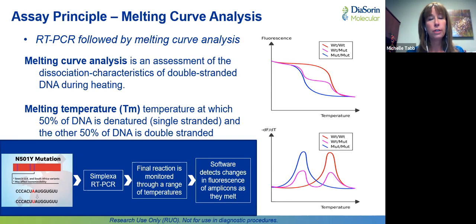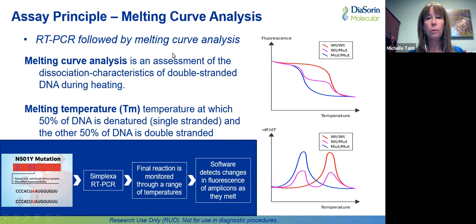So first, you'll use the assay through traditional cycling for RT-PCR, which will generate amplicons of the S gene, okay? And this process is actually shown in the bottom of the slide here. So say that you have a sample which contains a 501Y mutation, for example. That sample will go into our Simplexa variant detection assay. RT-PCR will occur. And at the end of the reaction, we will do a post-amplification melt analysis going from low to high temperature. So we're monitoring the final reaction through a range of temperatures. And the software will be able to detect changes in fluorescence of amplicons as they melt.